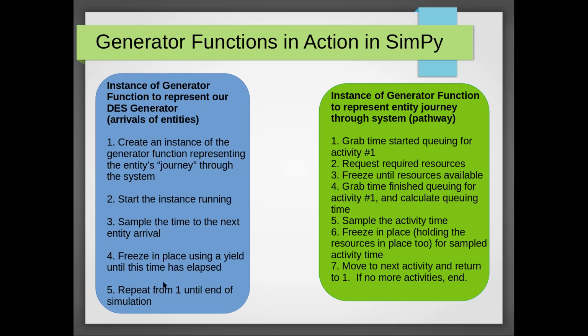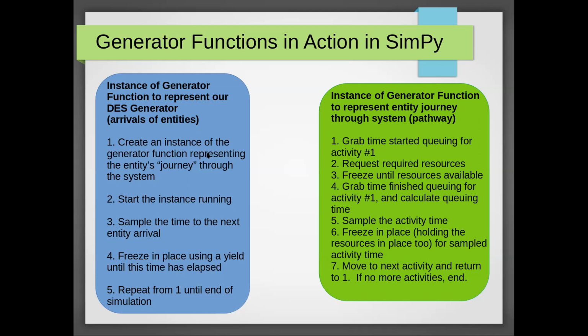So we then unfreeze and it goes back to 1 and it creates another new journey representing another patient that's come in, starts that one running, then it samples the time to the next patient and then freezes in place, and it goes back round and round and round. So each time it's basically setting up a new patient journey. It starts that generator function running, then it samples how long it has to wait, then it freezes in place until that time's elapsed, and then it goes back around and keeps doing that. And because it's a generator function, it continues from the point at which it left off.